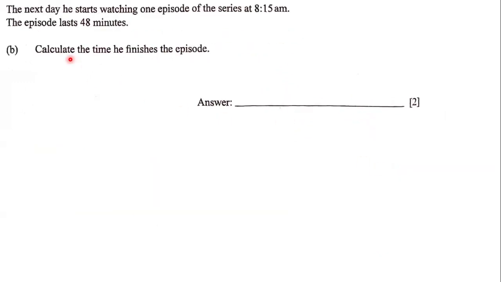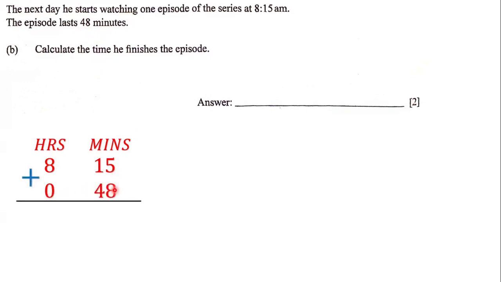The next question states that the next day he starts watching one episode of the series at 8:15 a.m. The episode lasts 48 minutes. Calculate the time he finishes the episode. And so what that means is we have to add. So we're going to take the time that he starts watching the series, 8:15, so 8 hours and 15 minutes, and then we're going to add 48 minutes to that, which is 0 hours and 48 minutes. And so we are going to add this time.